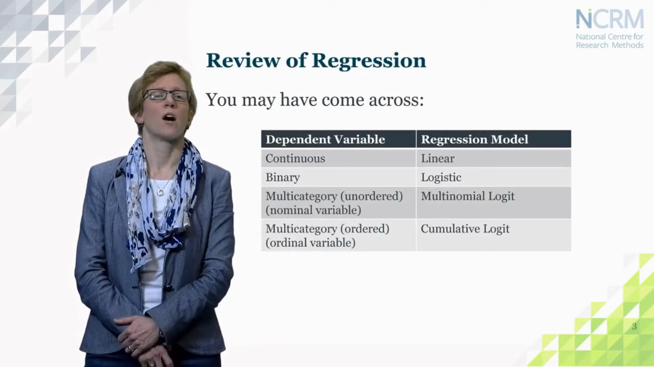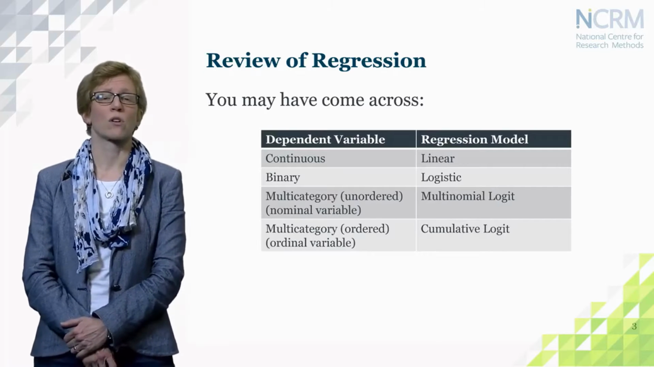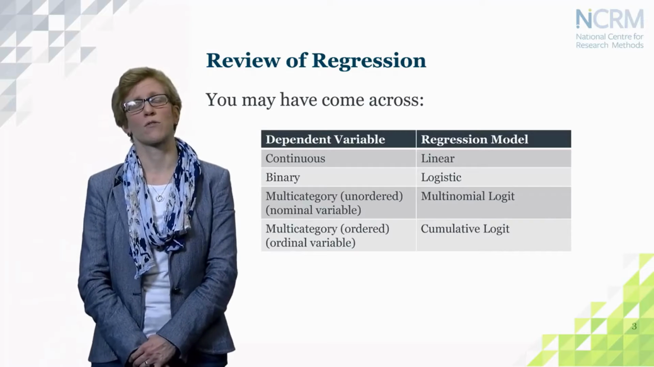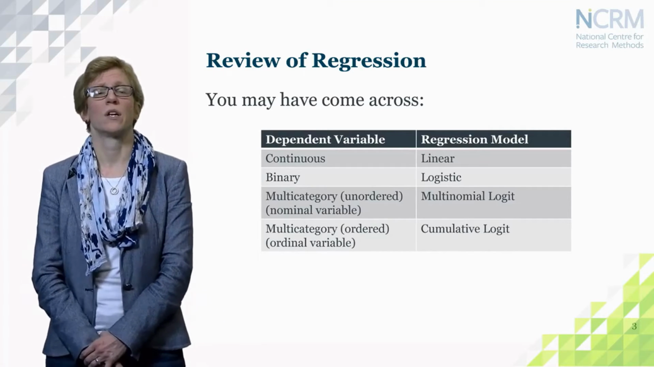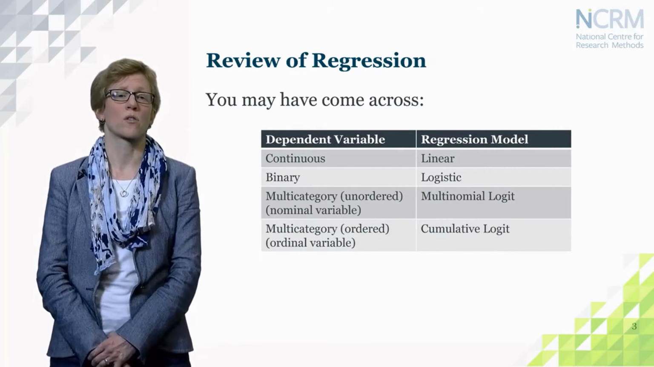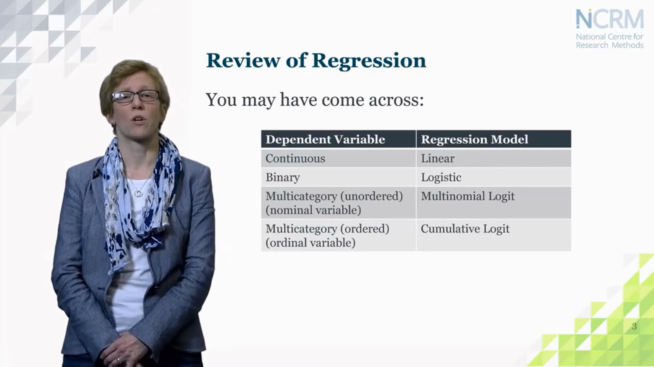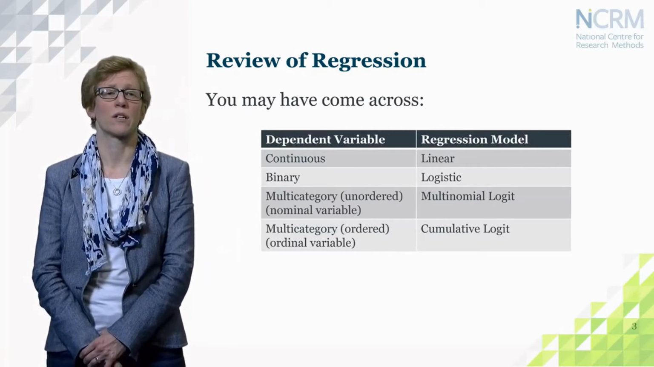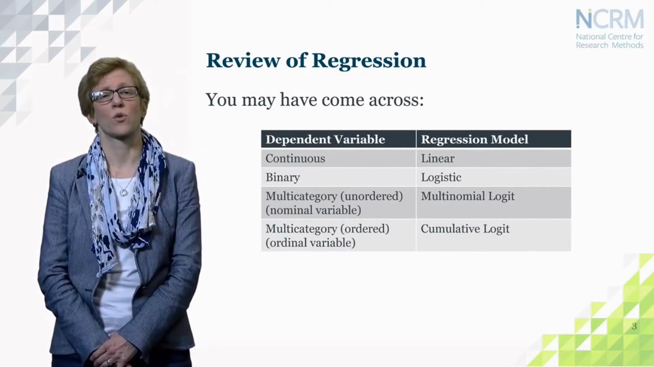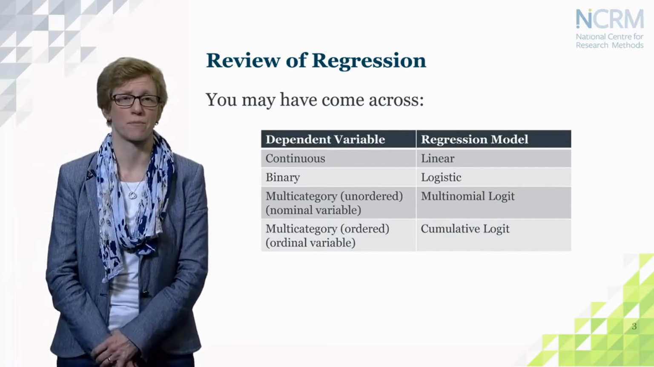You may have come across different types of regression models already. For example, a linear regression model for a continuous dependent variable. You may have used logistic regression models already for a binary outcome variable. There are obviously other types of regression as well that are also part of the generalized linear models. For example, the multinomial logit model for a multi-category unordered variable, and also the so-called cumulative logit for multi-category ordered variables, or ordinal regression.